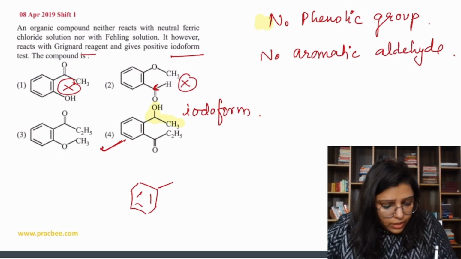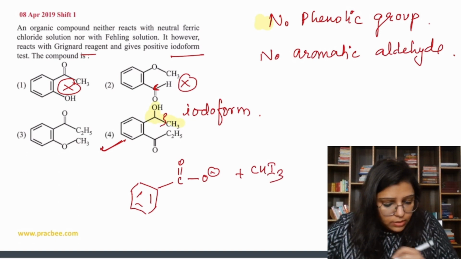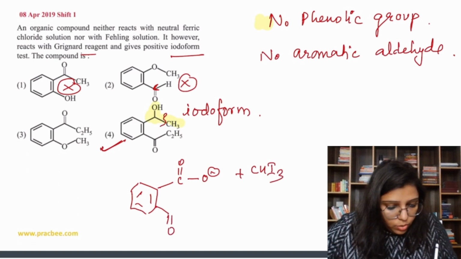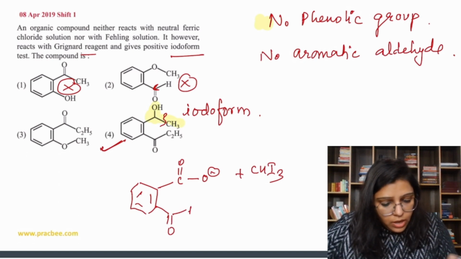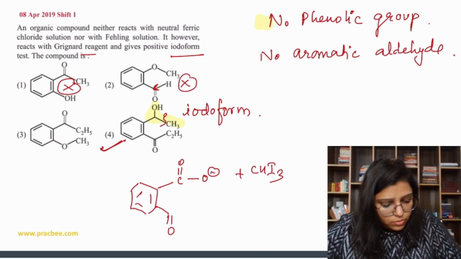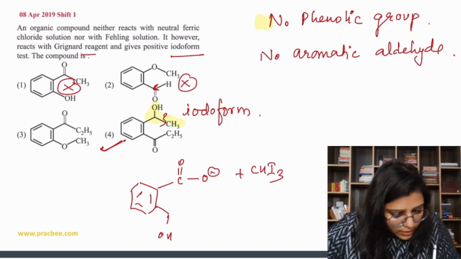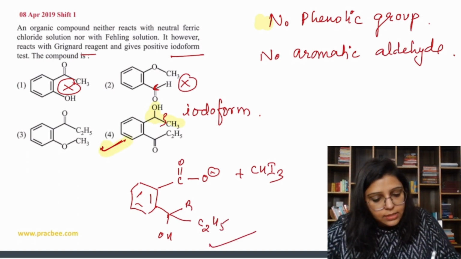See, we can have C double bond O minus plus CHI3 on breaking this, and here we write double bond O, and from the Grignard reagent we get R, so we have OH and R from Grignard reagent and then C2H5. So this can react. So it means option 4 is going to be the correct answer.